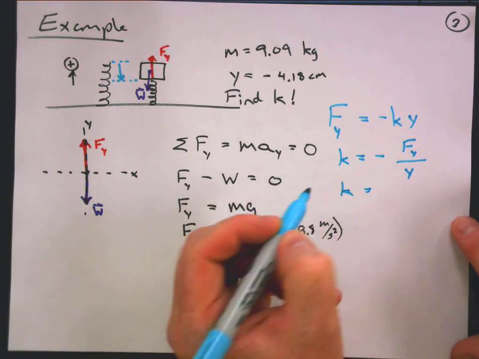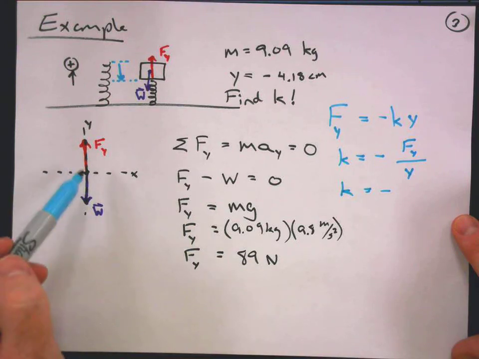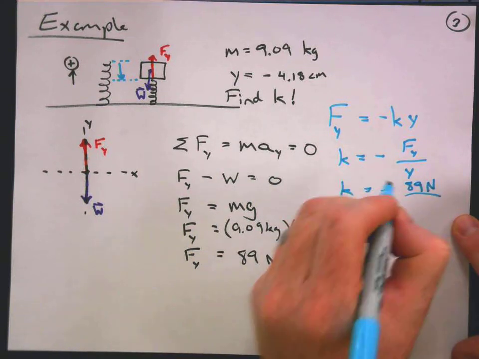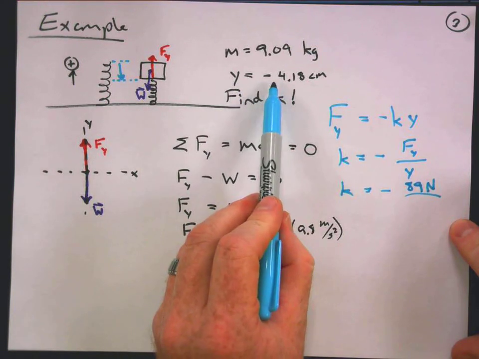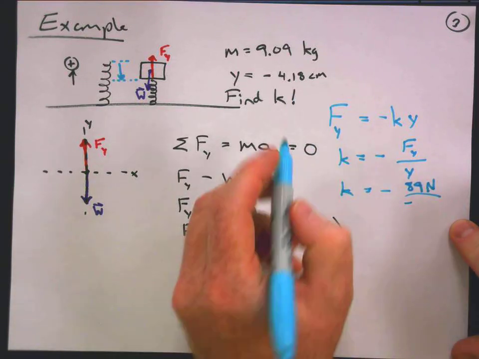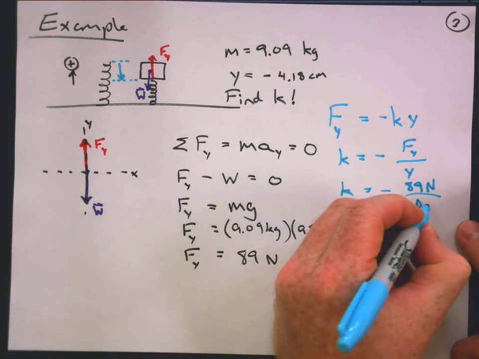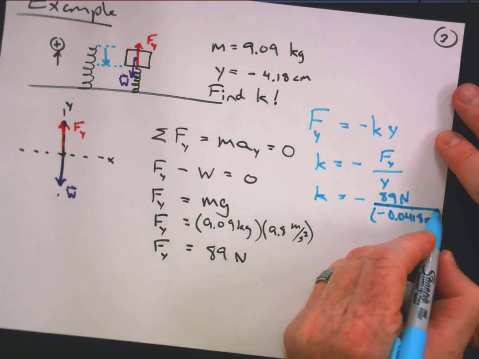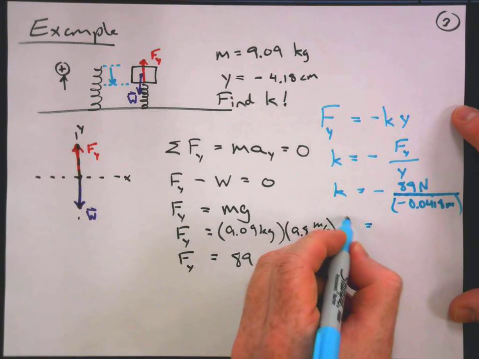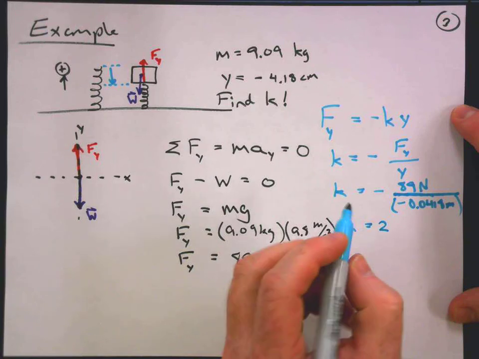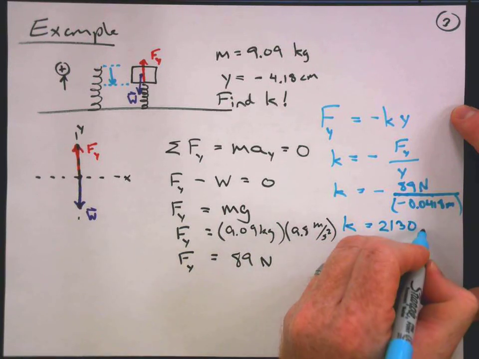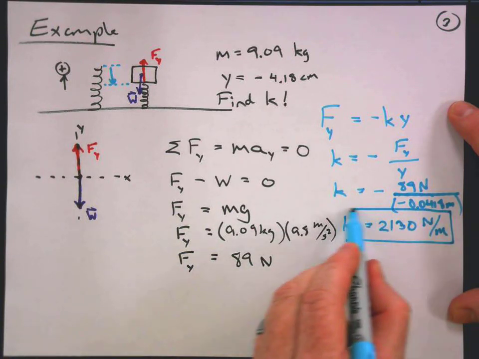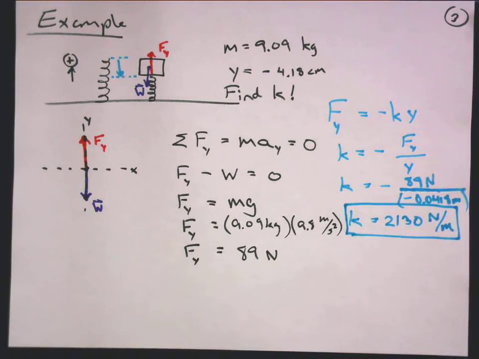Negative force in the y direction is a positive force, and that is 89 newtons. I'm dividing by the displacement, which is negative, and it's 4.18 centimeters. I'm going to convert that to meters: 0.0418 meters. And I work out a value for k. It's going to be kind of large: 2,130 newtons per meter. There it is. That's the spring constant in this case.